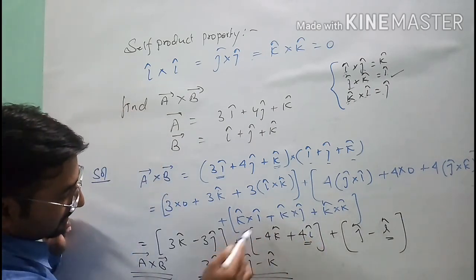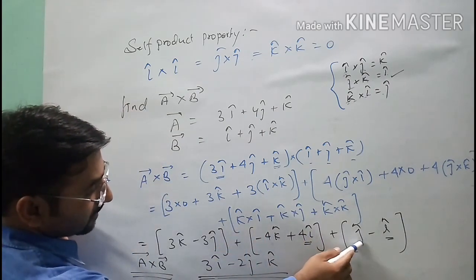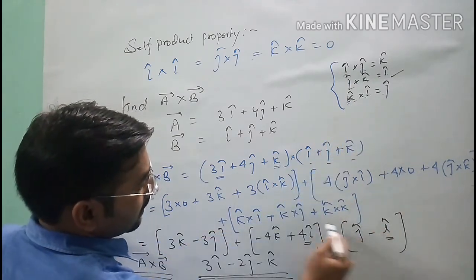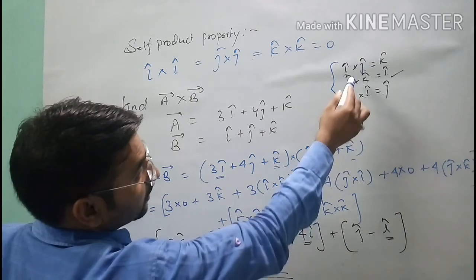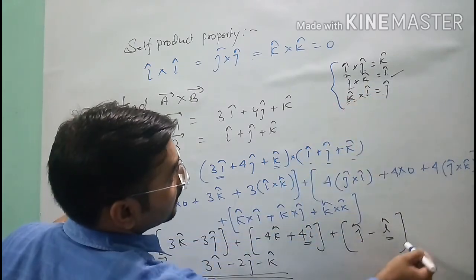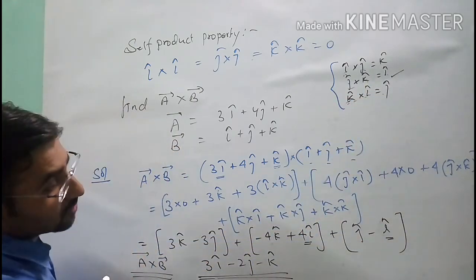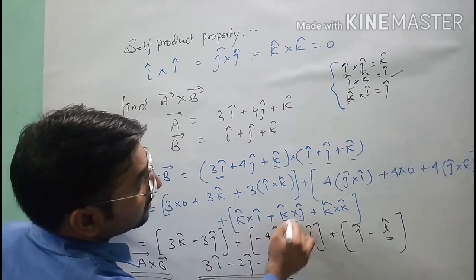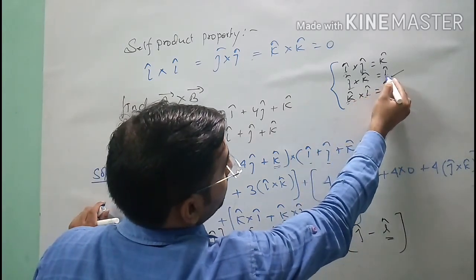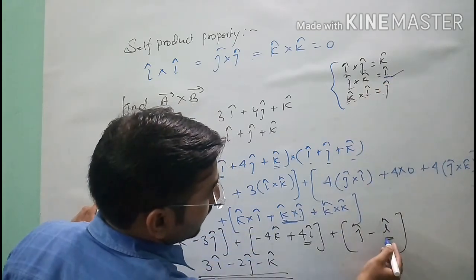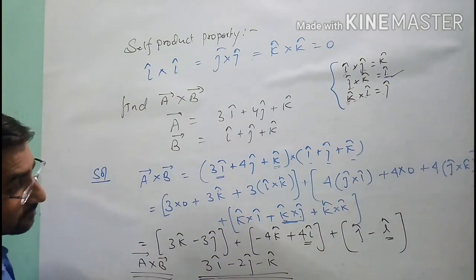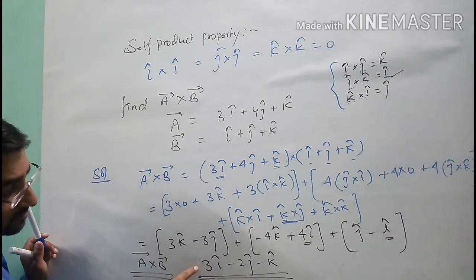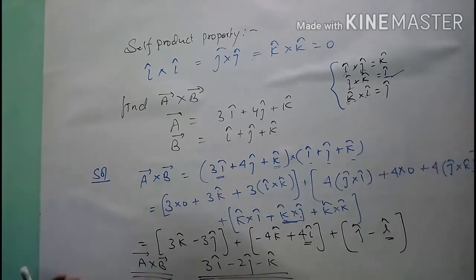And k cross i is j, you can see here k cross i equals j. And after that k cross j is opposite of this, so j cross k or k cross j, it will be opposite of this, it is i, so here I am writing minus. Clear? So that's why the final answer will be this, which is in front of you.